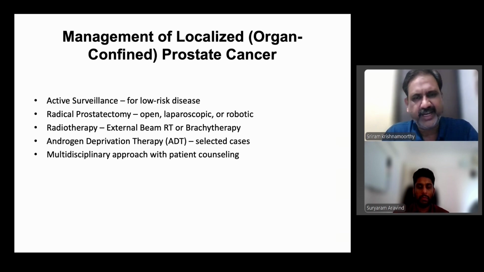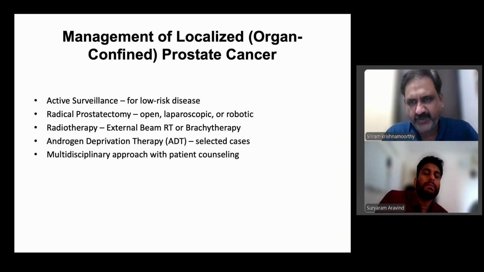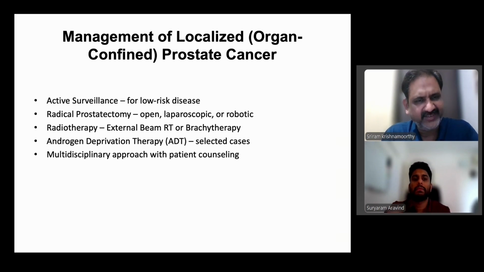So, management of localized prostate cancer. What are the options you have? Organ confined prostate cancer, I mentioned earlier. You don't do anything at all, just put them on a follow up. Offer them radical prostatectomy, offer them radiotherapy, and in select cases, you can give androgen deprivation therapy. Multimodal approach with adequate patient counseling will be the bottom line here.